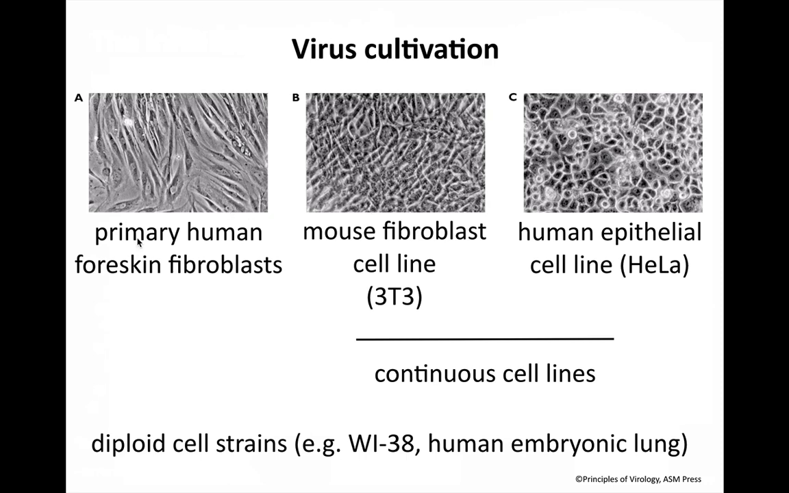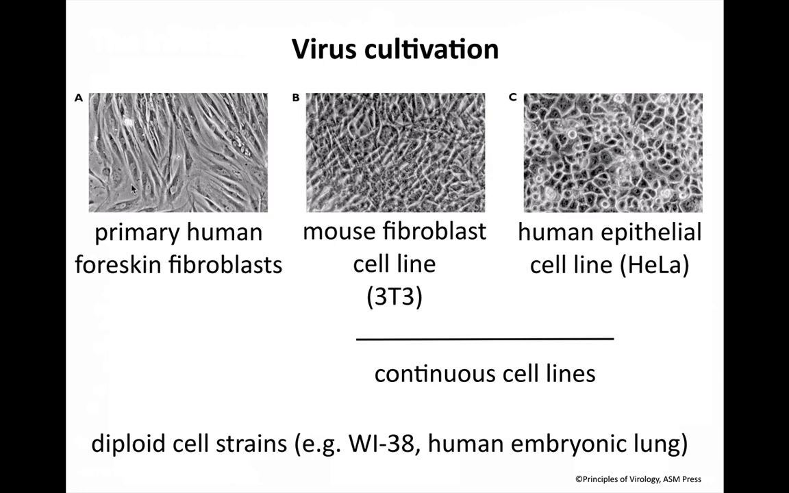So on the left is a primary human foreskin fibroblast. This kind of cell culture is made from fresh tissues, in this case foreskins, which are very easy to obtain if you're at a medical center because they're generated on a daily basis. You mince them up, digest them with trypsin, and put them on a plastic dish, and the cells adhere, and eventually they will divide and make a nice monolayer, as we call it, and you can see that here. And these can be infected with a variety of viruses.